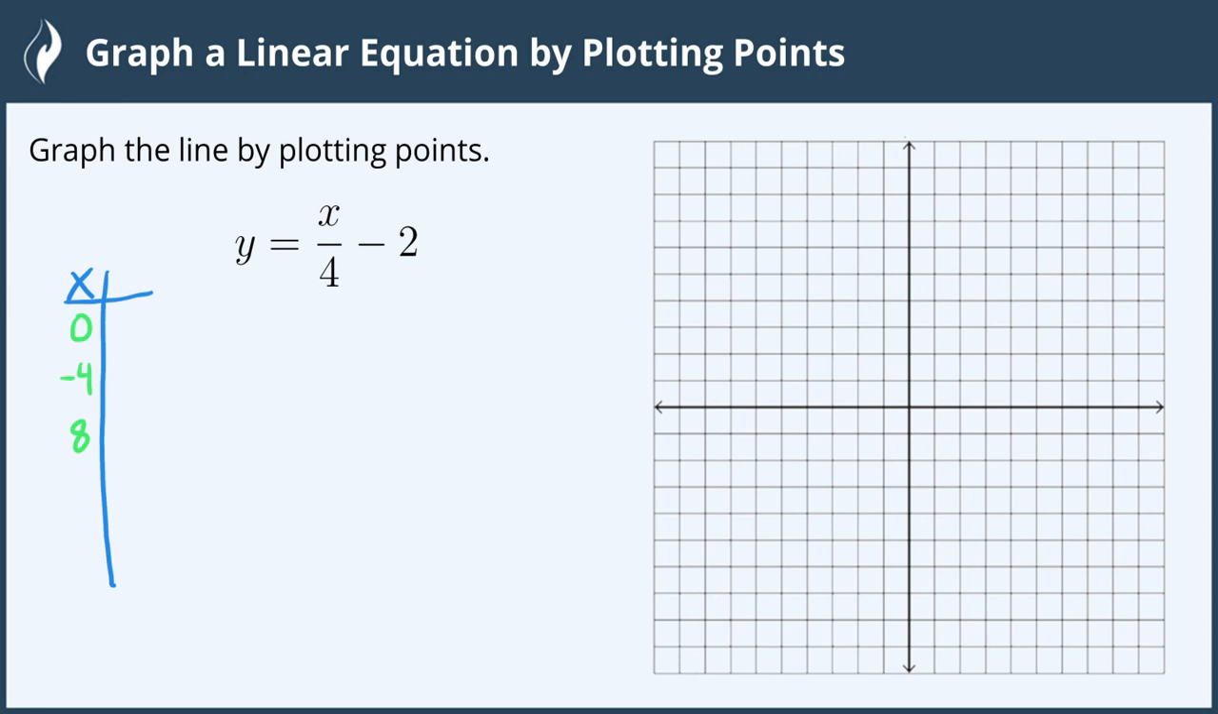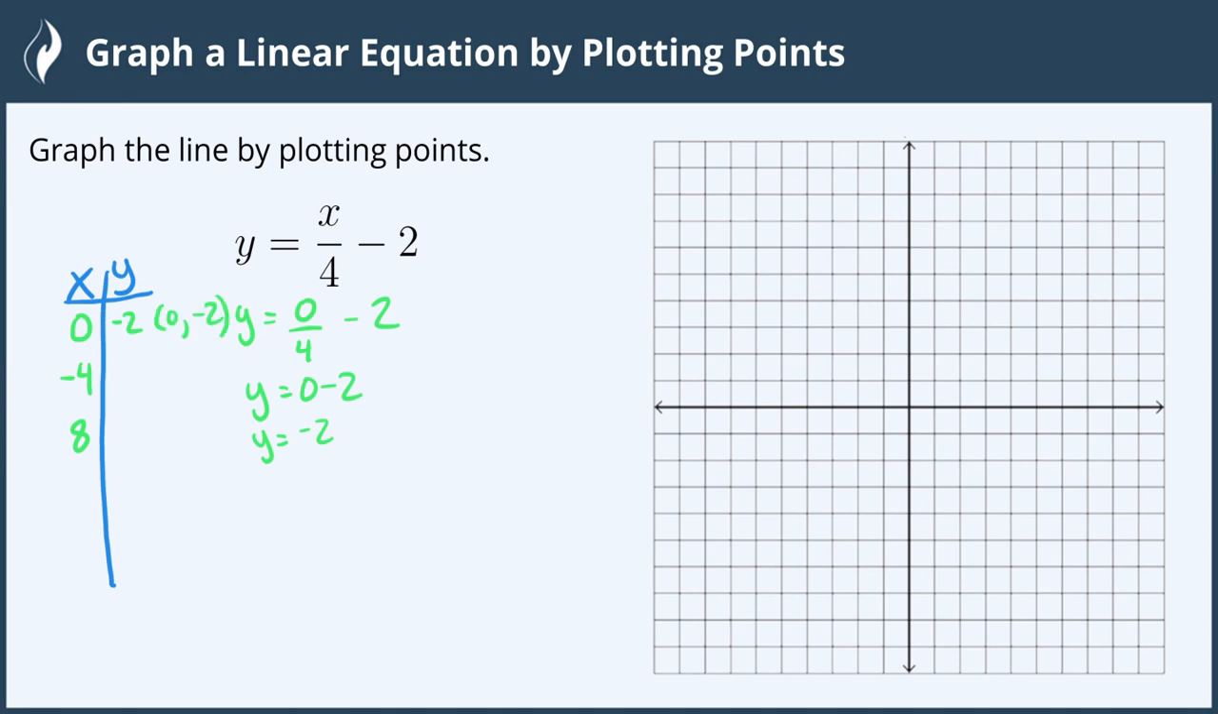I could pick any other numbers. However, if it isn't a multiple of 4, then I'll end up with fractions. Those are very difficult to graph accurately. Now we can solve for y by plugging in 0 for x. So we get y equals 0 divided by 4 minus 2. Y equals 0 divided by 4 is 0. 0 minus 2 is -2. So our y-coordinate for x equaling 0 is -2, and we have the ordered pair 0, -2.